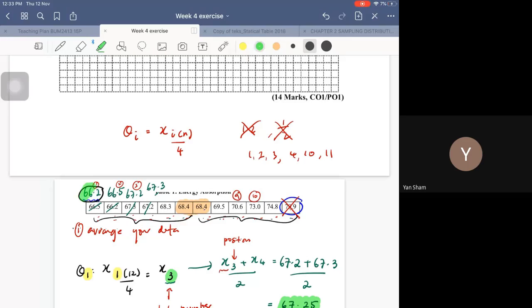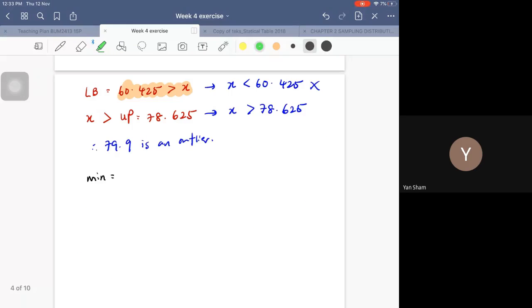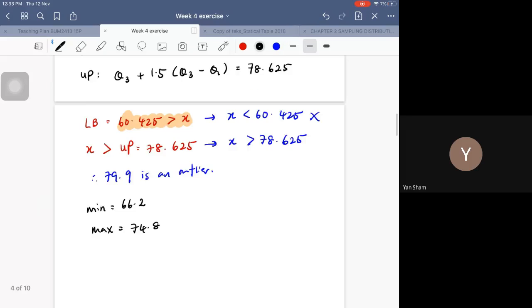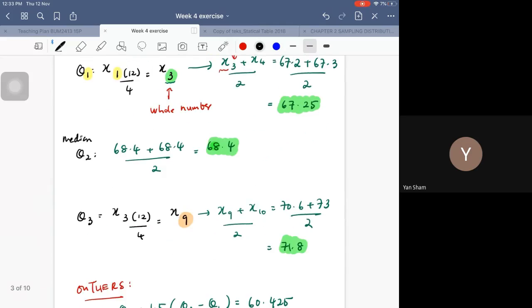So the maximum value now, not including the outlier, is going to be 74.8. So let's put over here that our minimum value is going to equal 66.2, and the maximum value is going to equal 74.8. Okay, so now that we have all these values, only then can we draw the box plot.